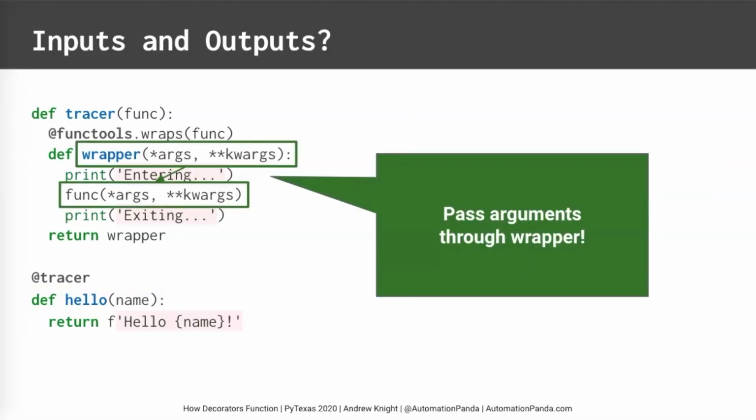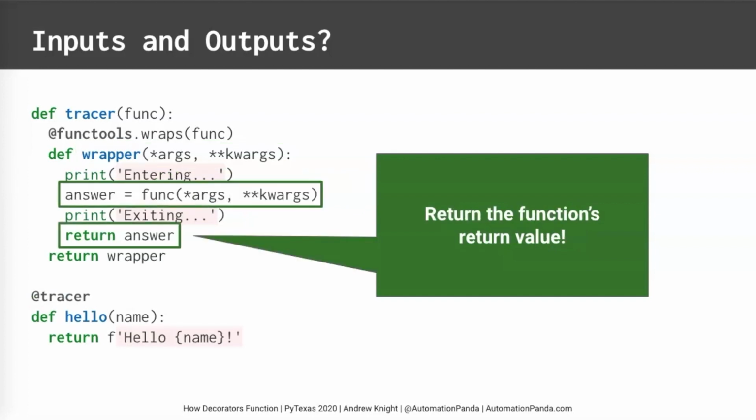But we can fix it. First, add *args and **kwargs to the wrapper function's parameters, and then pass them through to the inner function. This will make sure all arguments go through to the decorator, or through the decorator into the decorated function. Then, capture the inner function's return value and return it from the wrapper function. This makes sure return values also pass through. If the inner function has no return value, don't worry. The decorator will pass through a None value.